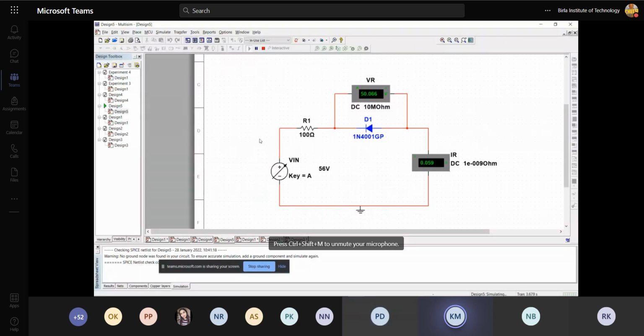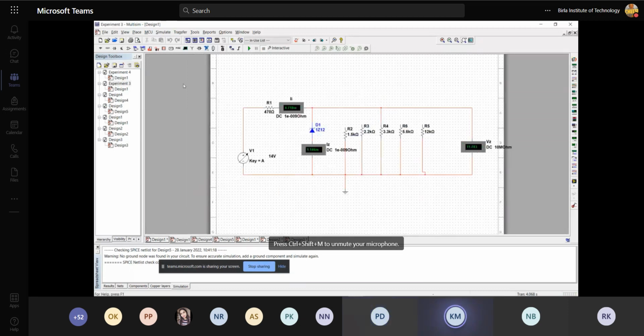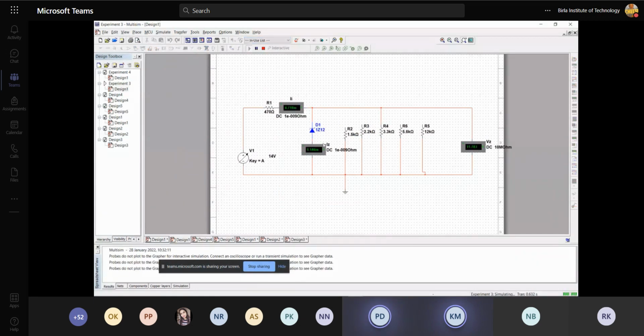Now can I show experiment number 3? Okay. This is experiment number 3, and now I'm running it. And Zener breakdown voltage is 12 volt, and it is now working. If I reduce it to less than 12, then it shows a reading like this. Ma'am, is it correct? Yes.